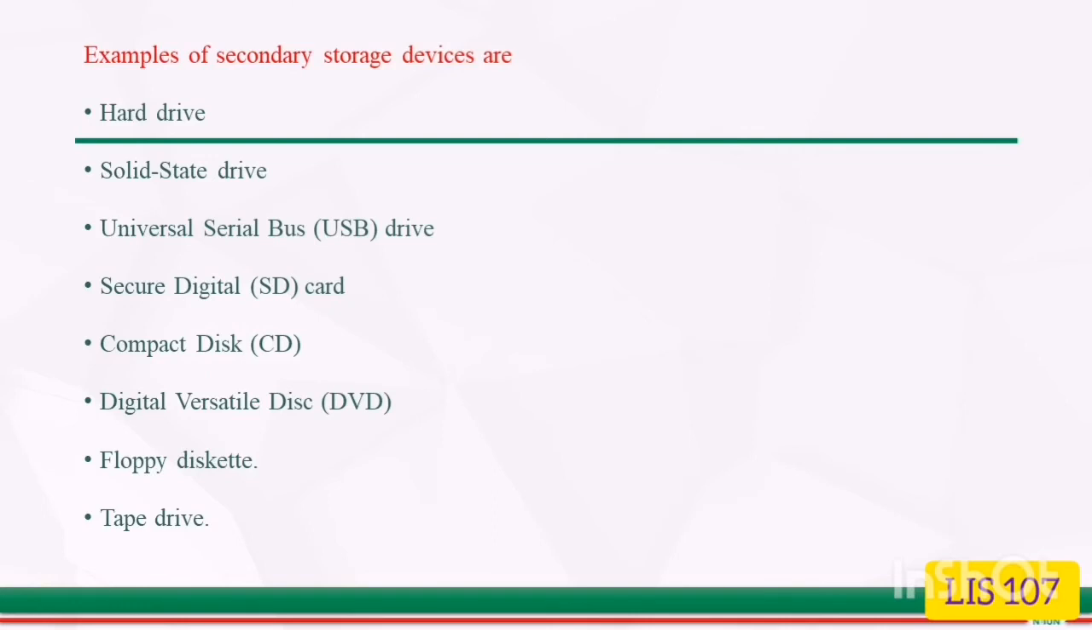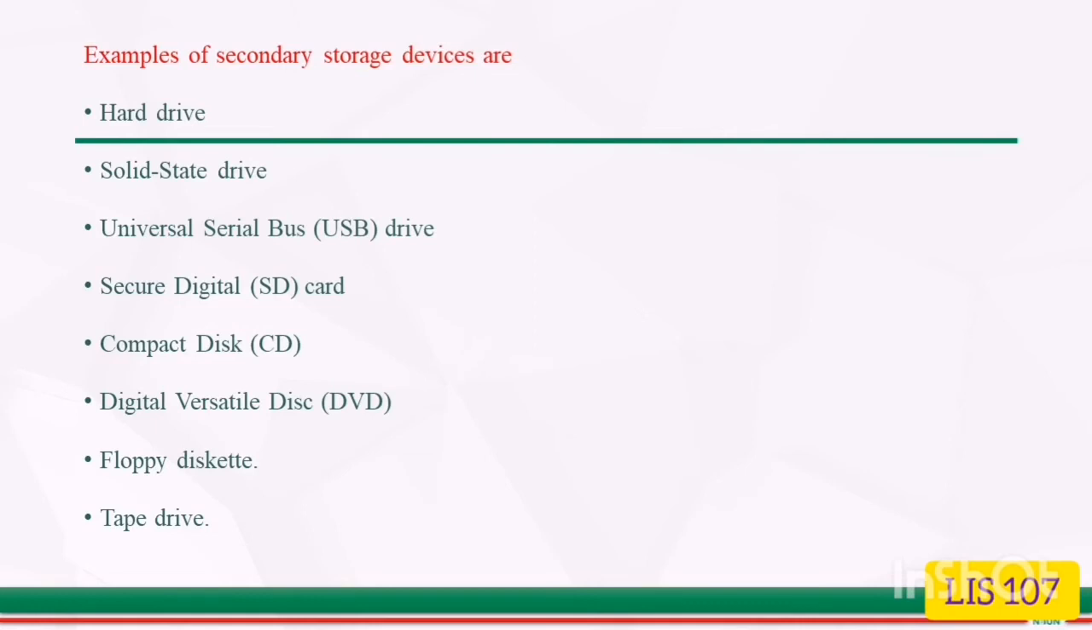The solid state drive is also found in the computer system. But the difference between the solid state drive and the hard drive is that the solid state drive will not crash easily. We have the USB, we have the SD card. SD card is what's usually known as the memory card. A lot of us have it.